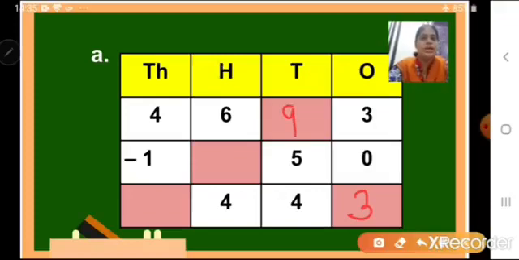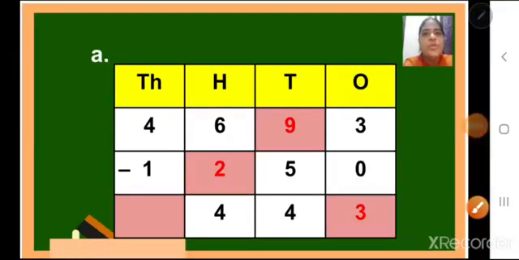Then moving towards hundreds place, we have 6 as minuend and 4 as difference. We have to find the subtrahend. For finding that, we will do 6 minus 4. Now we have to count after 4. 5, 6. 2 fingers. So my answer will be 2.